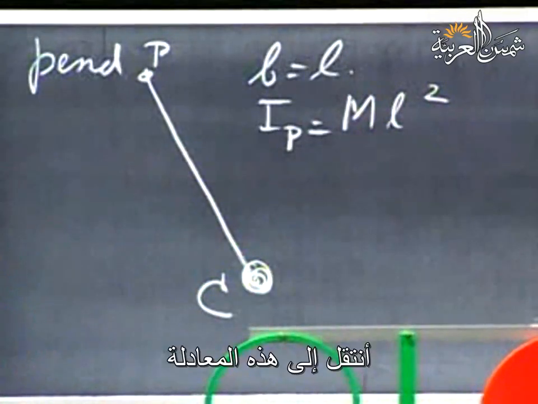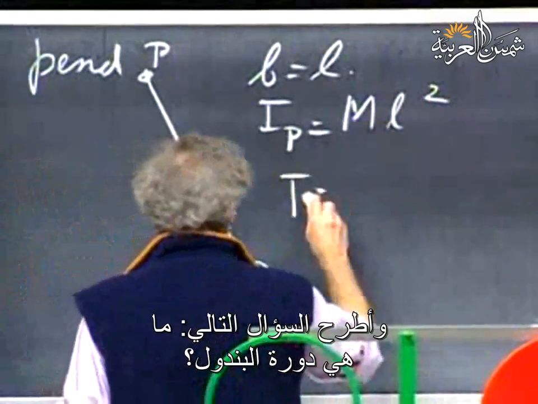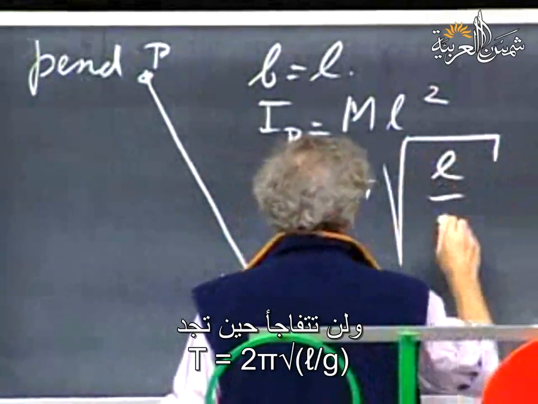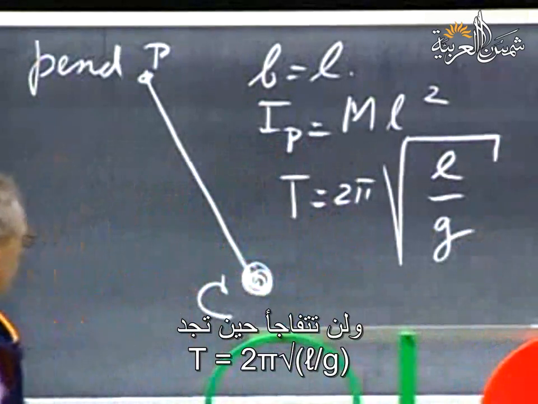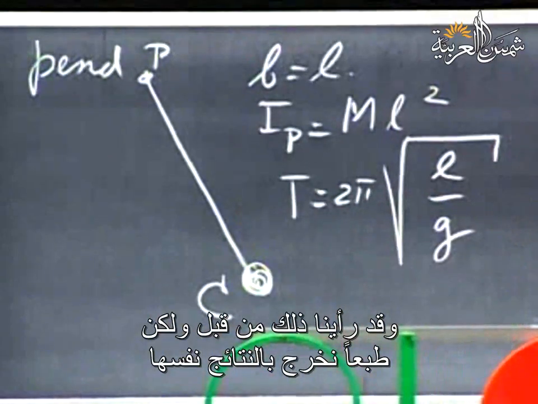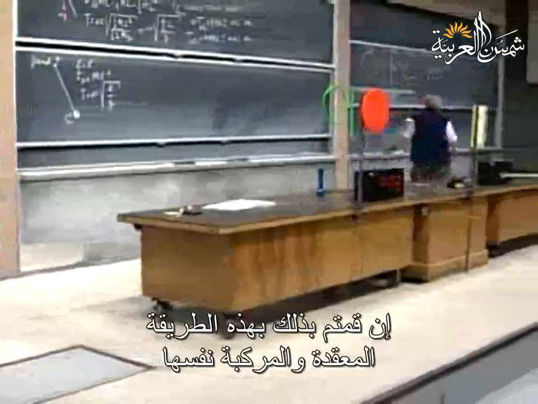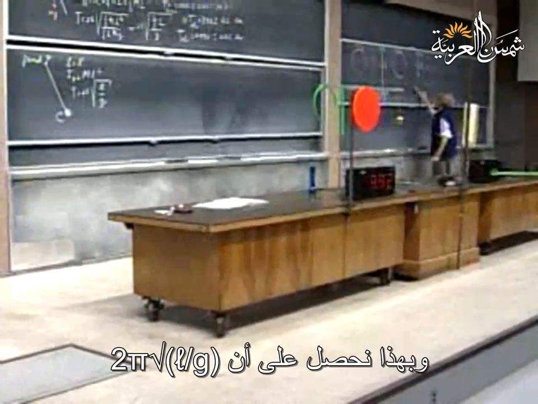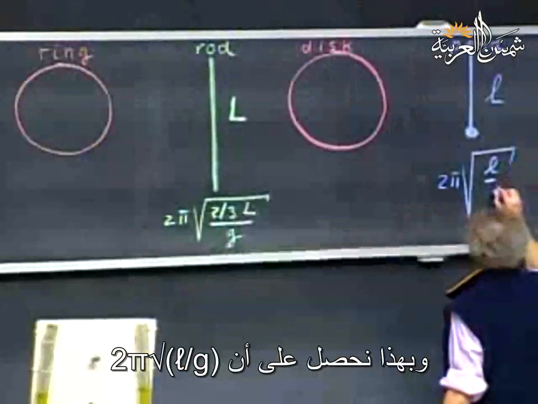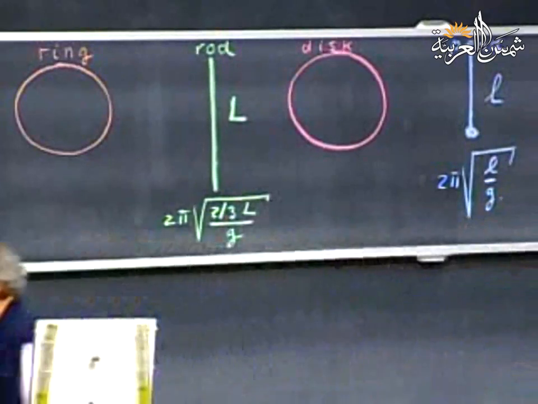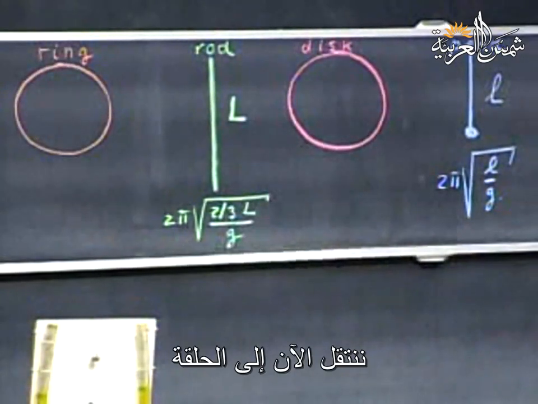So I go to this equation, and so I ask what is the period of a pendulum, and you're not surprised that you find 2 pi times the square root of L over G. We've seen that before, but of course it also comes out if you do it in this more complicated way. So here we get 2 pi times the square root of L over G. Let's now do the ring.